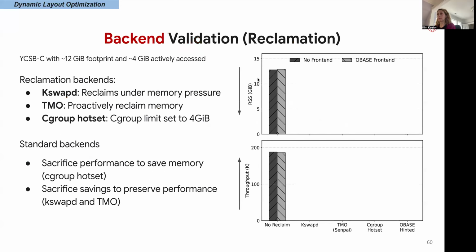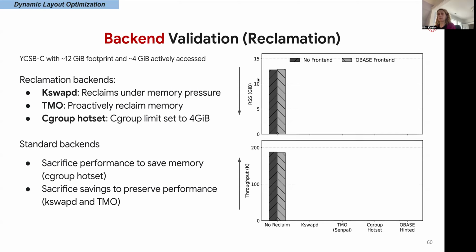Now, okay, that's the front-end evaluation. What about back-end validation? Let's see how we work with these existing systems out there. And we studied 3 ones. K-swap-D, that's enabled on all Linux, that reclaims under memory pressure. TMO, that proactively reclaims memory. It sizes your C group, reducing your C group size every time based on the pressure signals that it gets from the kernel. And then we have C group hot set, where you can specifically say what's the size of your C group, essentially.